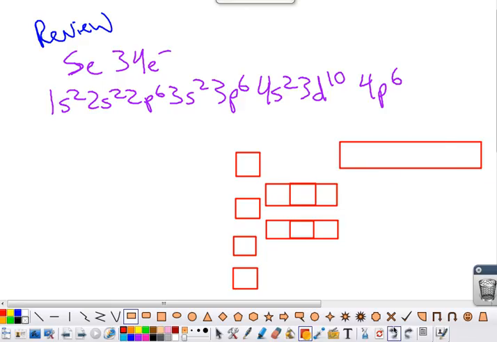Nope, not happy with how that last one came out. Pretty good. I'm very happy with that.